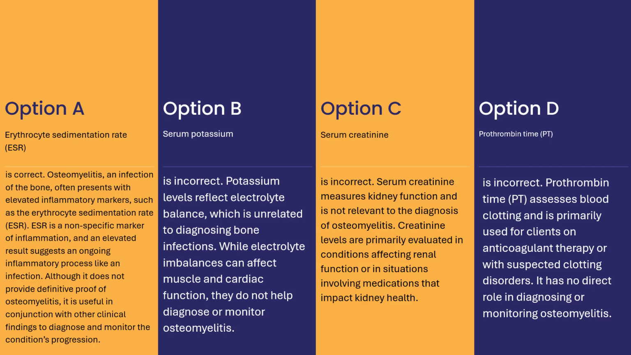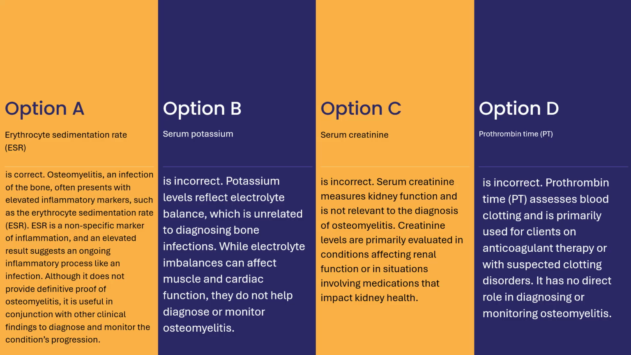D is incorrect. Prothrombin time, PT, assesses blood clotting and is primarily used for clients on anticoagulant therapy or with suspected clotting disorders. It has no direct role in diagnosing or monitoring osteomyelitis. Let's move to the next question.